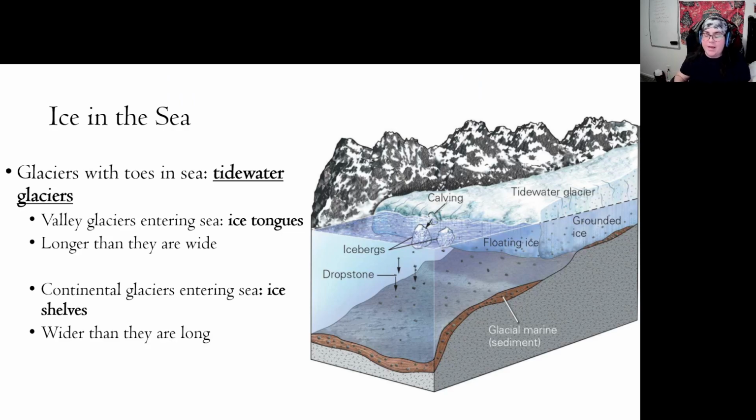So far we've talked about ice on land, but we also have ice at sea. Glaciers that have their toes in the sea are called tidewater glaciers. If it's a valley glacier, one of these mountain glaciers, that enters the sea, we would call it an ice tongue. Ice tongues are longer than they are wide. If we have a continental glacier entering the sea, it is called an ice shelf. They are wider than they are long.